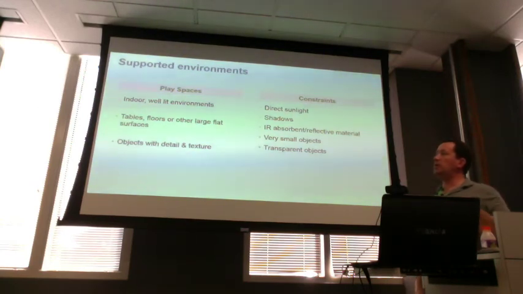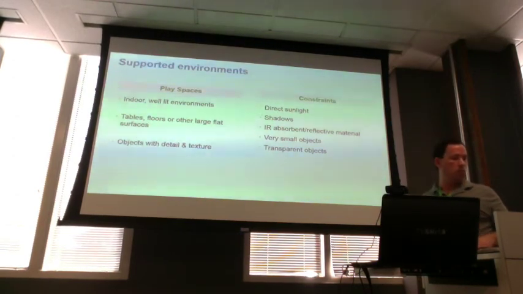So really, at this point, the suitable contexts and spaces are indoor, well-lit environments. It needs to be able to recognize the features. It needs a reference plane, which is tables, floors, other large flat surfaces. They don't need to be the extent of the environment, but you want to start with that as your reference. And then objects with detail and texture. So it's not going to work well with the white surface of the tables here, but it will once you start adding things that have a little more detail to them.